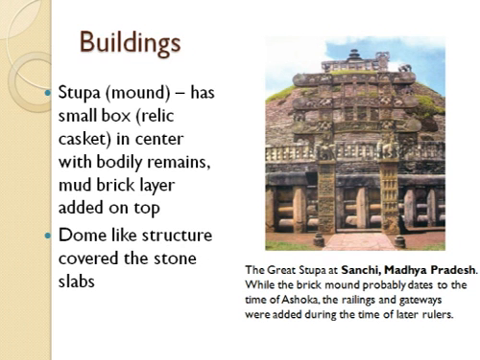So let us discuss something about the buildings during that time. There were different types of buildings. These buildings were stupas or temples. Here you will see the picture of the Great Stupa at Sanchi, Madhya Pradesh. Behind this you will see a dome-like structure made up of a brick mound, which probably dates to the time of Ashoka. Here are the railings and the gateways. These were added during the time of later rulers.